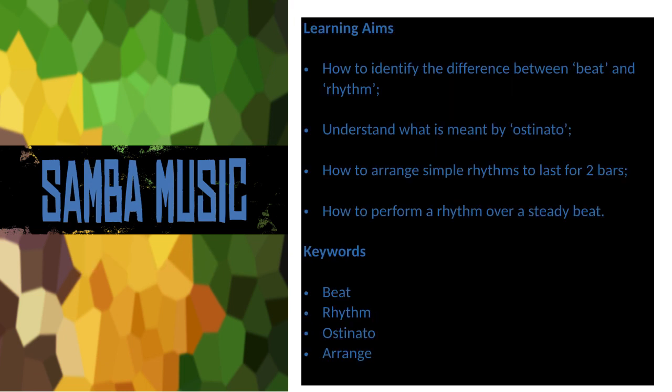So on to today's lesson. Our learning aims for today are how to identify the difference between beat and rhythm, understand what is meant by the word ostinato, how to arrange a simple rhythm to last for 2 bars, how to perform a rhythm over a steady beat. Our key words for today are beat, rhythm, ostinato and arrange.